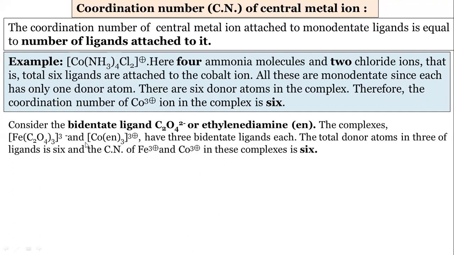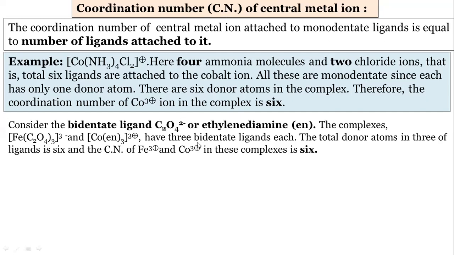But in case of bidentate ligand, I am coming to the bidentate ligand. You know the definition of bidentate ligand. It has 2 donor groups. In case of ethylene diamine also, there are 2 donor groups, 2 amine groups. And in case of C2O4 2 minus, 2 oxygens are the donor groups. So in case of bidentate ligand, the method of calculating the coordination number is quite different.